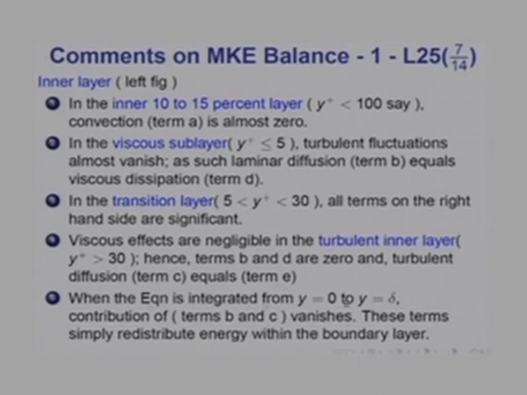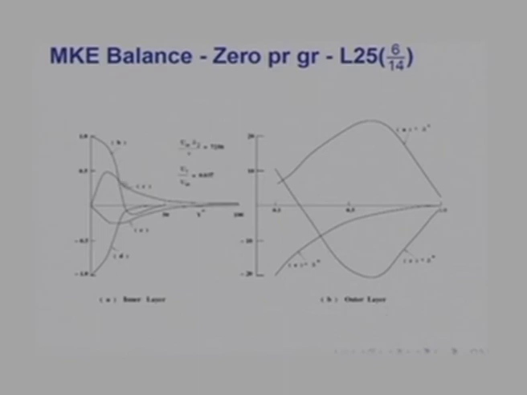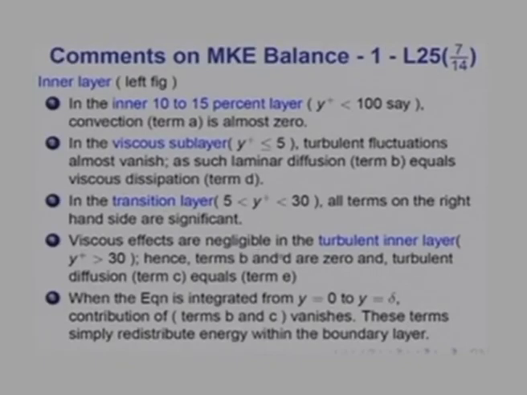When the equation is integrated from y to delta, contributions of terms B and C vanish. As you can see, C was positive here and then still positive here, becoming negative. So, the area under this part and under this part just cancel each other. Likewise, the laminar diffusion is negative here, and it turns slightly positive. The laminar diffusion is here positive and then goes up to negative, and therefore, itself cancels out right here within the inner layer. These terms simply redistribute energy within the boundary layer.